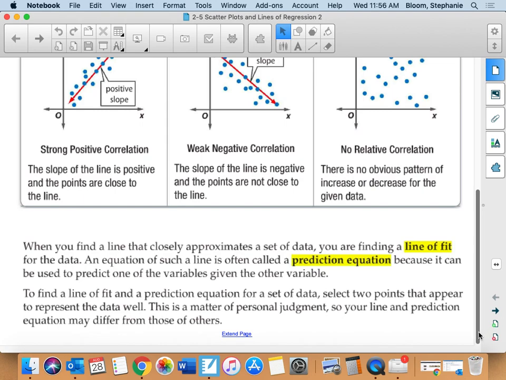The last thing is just when you find a line that closely approximates a set of data, you're finding a line of fit. And an equation for this line is called a prediction equation. So when you're asked to predict something with this information, you can use your equation to do that. This also could be titled a trend line. So just so you know the different vocab that you might see, so you're aware. So you might want to put that down. Okay, so let's look at some examples of this.